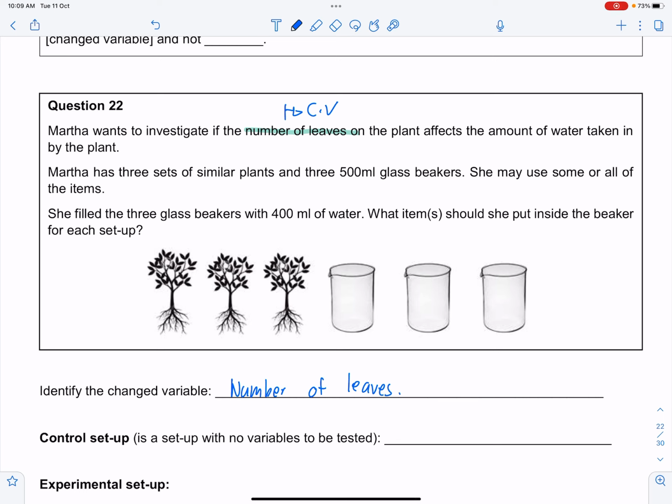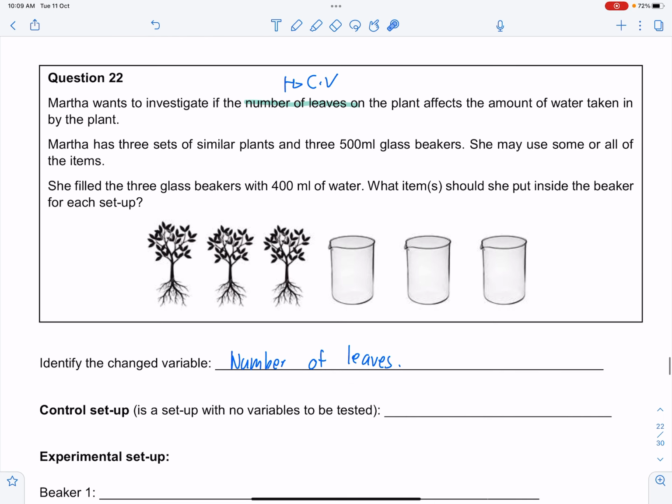Okay, so remember, a control setup is a setup with no variables to be tested. In this case, the one that you want to test is actually your number of leaves. So very simple. To set up a control setup, she needs to have a setup with no leaves. You remove all the leaves. That is your control. Okay?